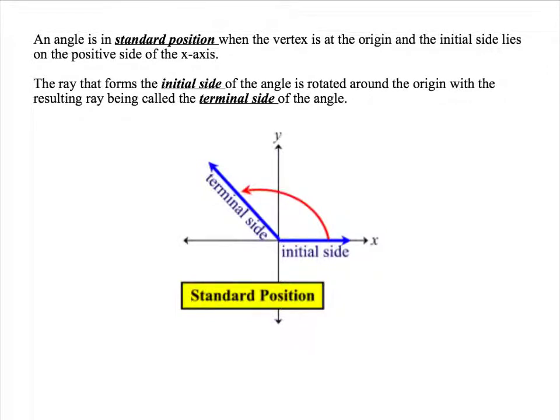Let's look at that second part there. The ray that forms the initial side of the angle is rotated around the origin, with the resulting ray being called the terminal side of the angle.